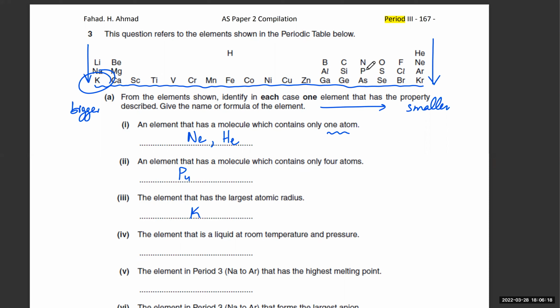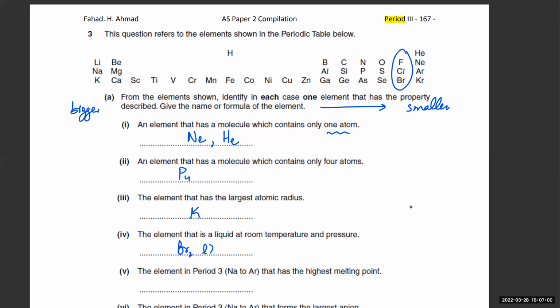Clear hai ye? Yes, sir. An element that is a liquid at room temperature and pressure. So which element is, just make a wild guess. Which element is a liquid? And remember, when they ask you about this question, you've only studied period 3 and group 2 and group 17. So it's better to just focus on what you have studied. Group 1 is not in your course. Which one is a liquid in group 17? Bromine. Okay, so Br2 is a liquid.